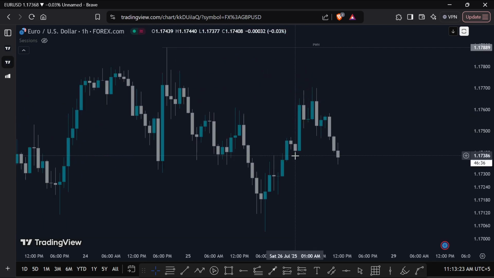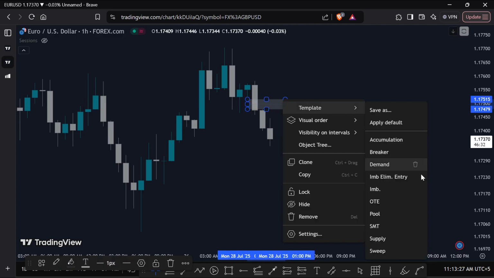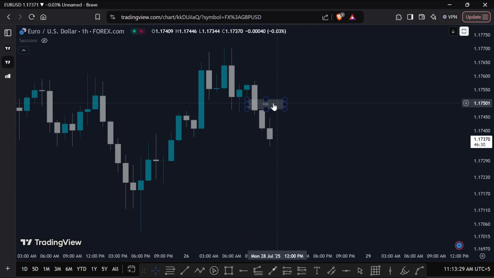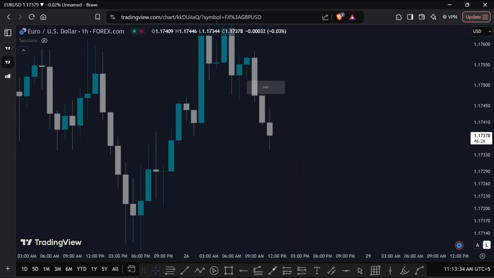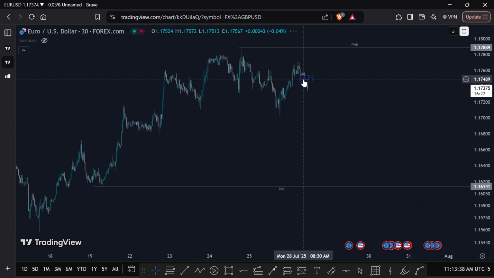So first of all, we have this imbalance over here, which I think isn't going to get filled if the price starts to move down and if the volatility starts kicking into the market. It will be very unlikely to get filled. That's our 1 hour imbalance.